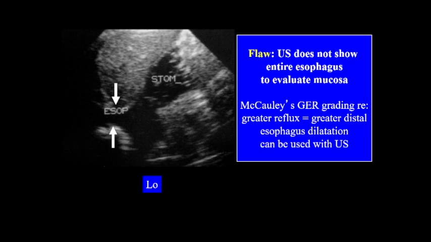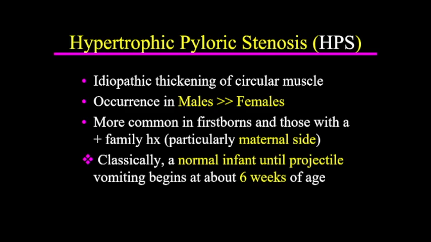One of the flaws of ultrasound compared to GI is that you can't see the mid-esophagus within the thorax, but if you see a dilated esophagus down low at the diaphragm level, you're pretty much assured that you have significant reflux. And when it goes out the kid's mouth, then you know that for sure. But you can suggest it.